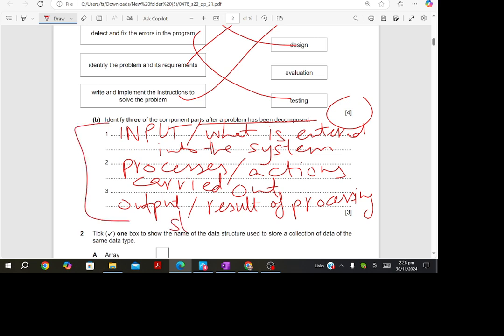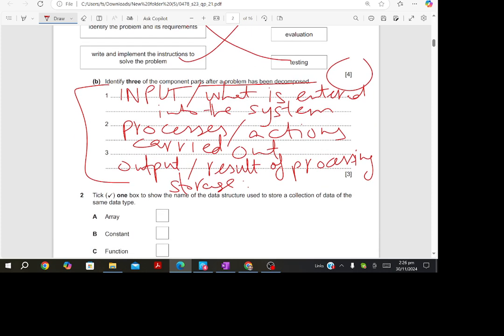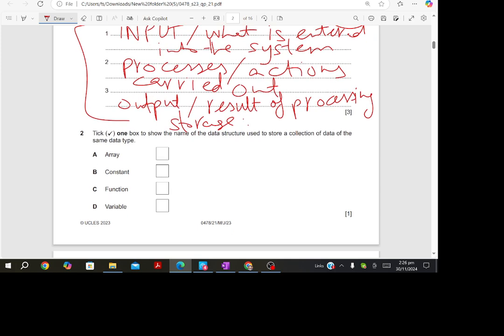If later on someone wants to add a fourth one, that is storage. Storage basically refers to what we need to keep with us for future use. So input is what is entered into the system. Processes are the actions carried out. Output is the result of processing. And finally storage is the information which we need to keep with us for future use.